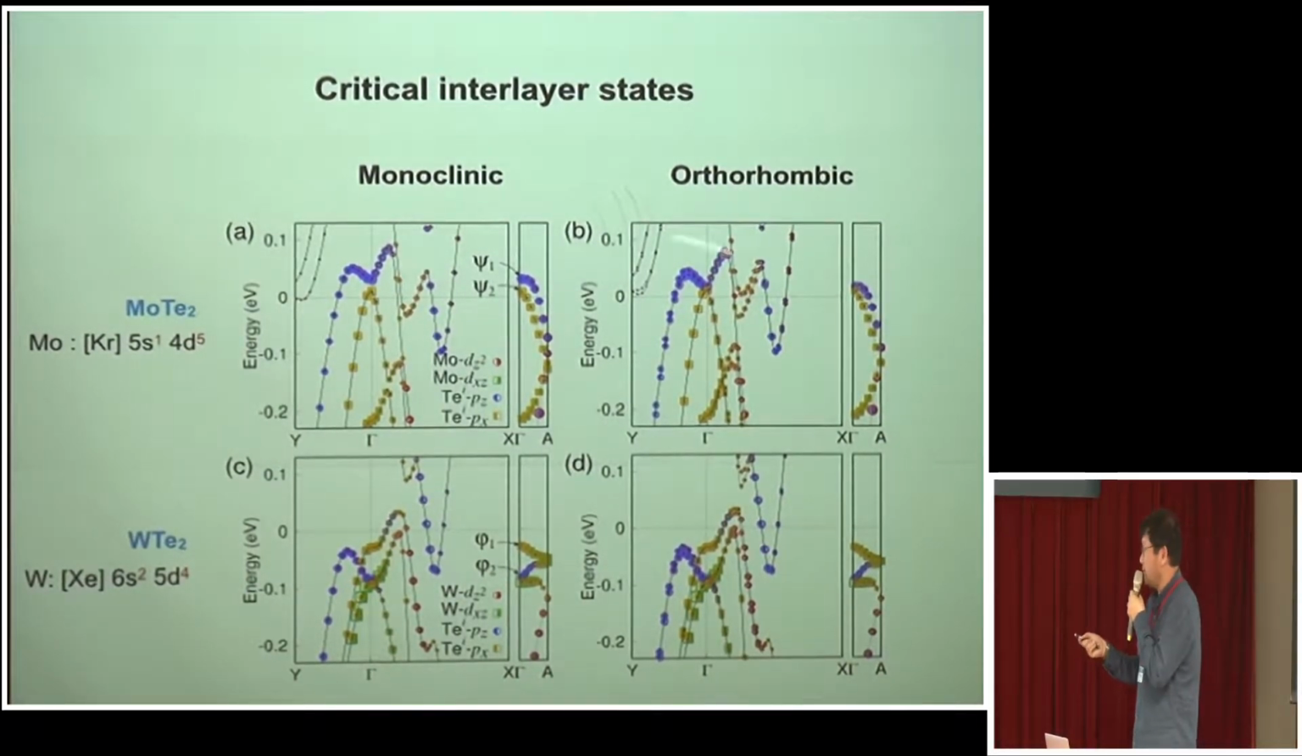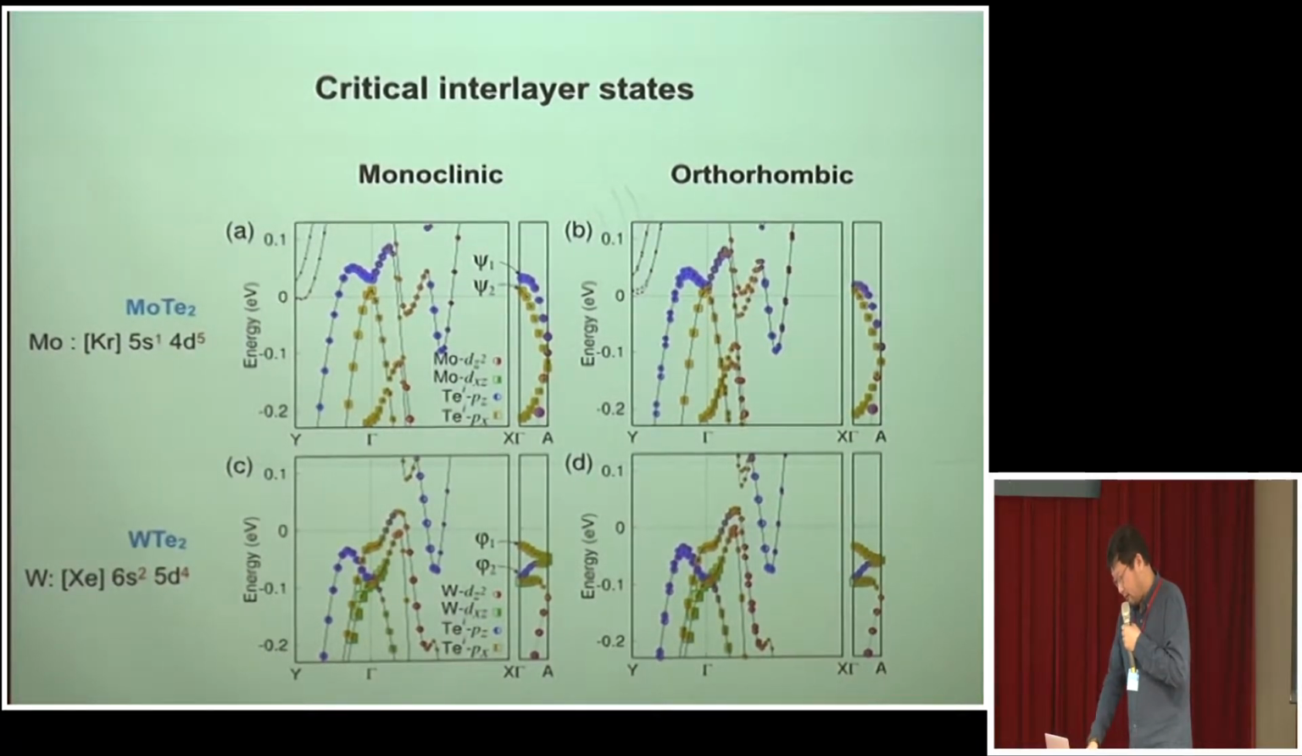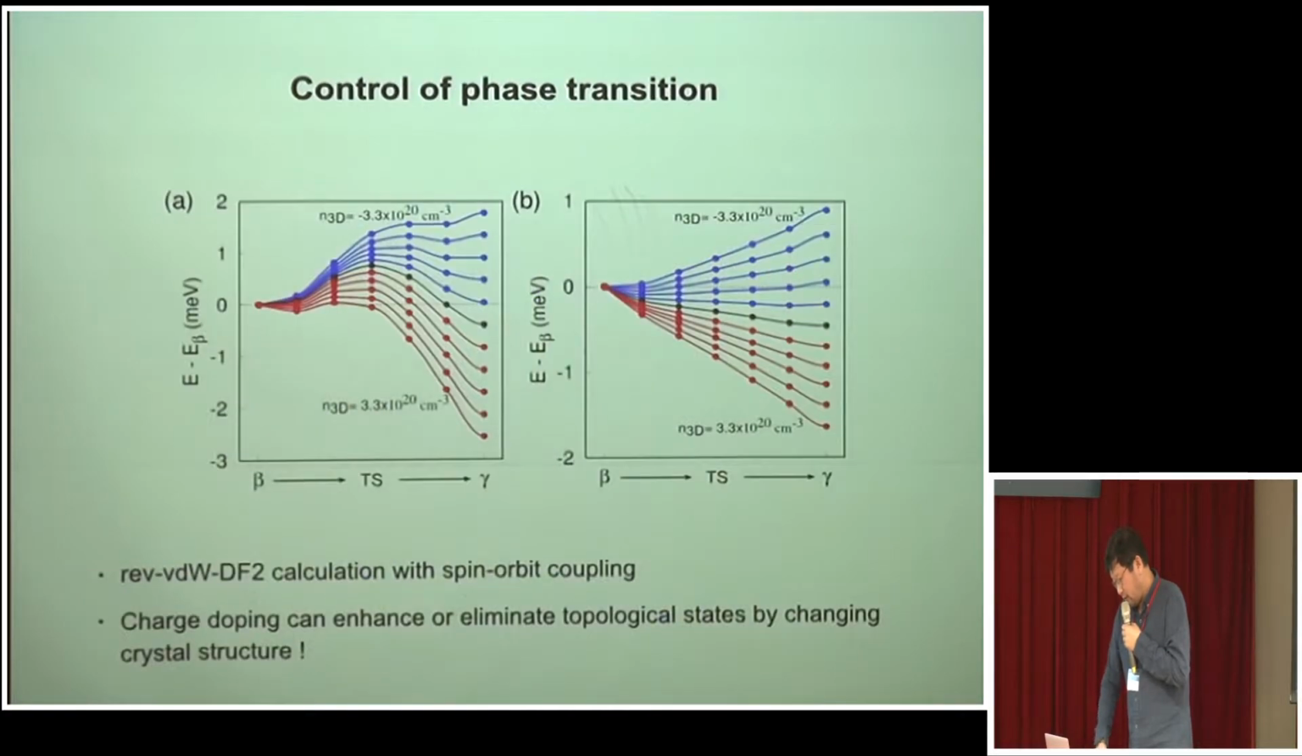So that's the reason why you have this kind of phase transition, but tungsten ditelluride doesn't have. So from this band structure, we understand that the occupation, or partial occupation, of the interlayer state is quite important. So we can calculate the energy barrier as a function of doping.